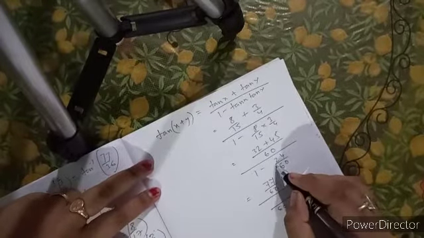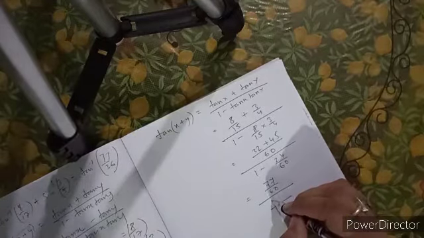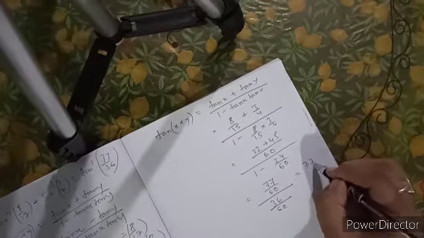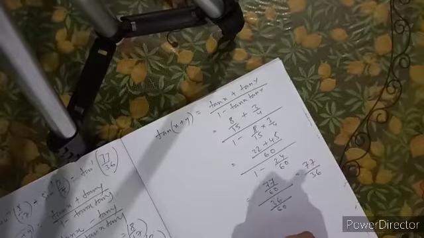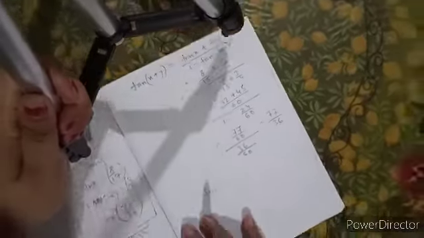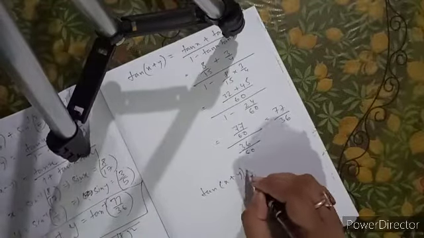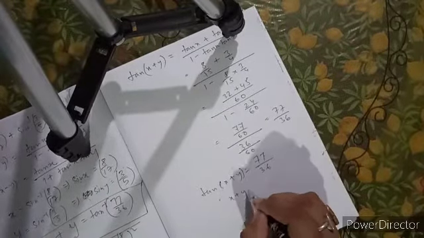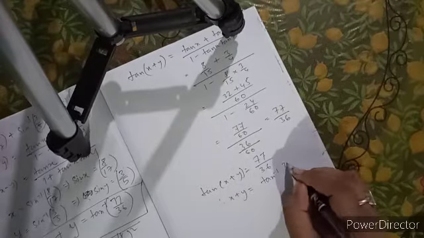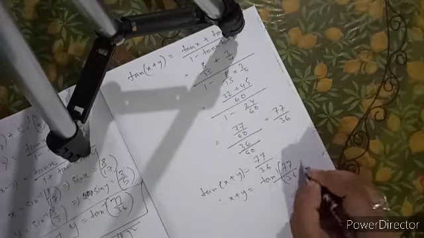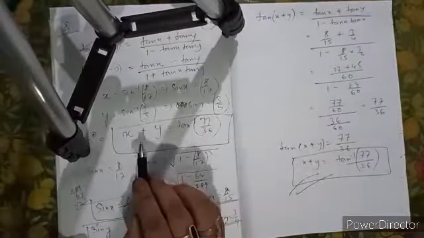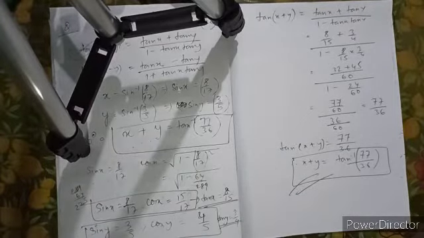So 60 minus 24 will be 36. So if you see here, we are getting tan of x plus y is coming as 77 by 36. Therefore, x plus y is coming tan inverse 77 by 36. Is not it? So this was to be proved, and just now only I have told you we have to prove this part, which is coming equal to this or not.